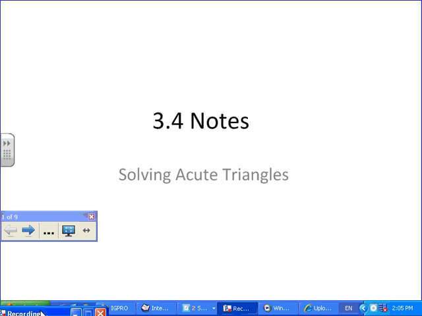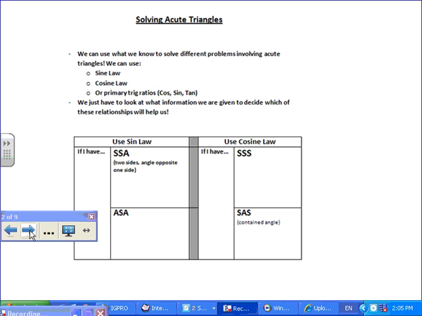We're looking now just at how to solve for any acute triangle using sine law or cosine law, or possibly dividing it into some right triangles and using our primary trig ratios. So let's go ahead and get started. We're in our notes 3.4, solving acute triangles.